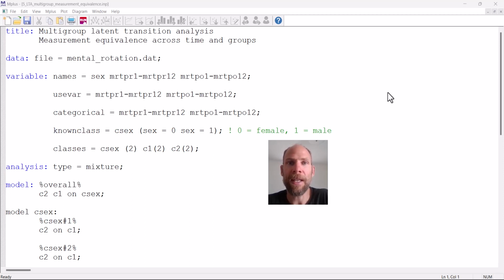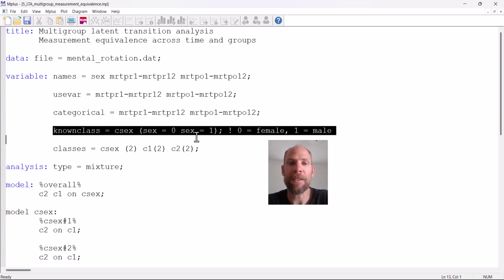In this example, I'm dealing with a multi-group latent transition analysis with 2 time points. I have a grouping variable, sex, with 2 groups, and I have 2 latent class variables, C1 and C2, that represent latent classes at those 2 separate time points. By using the known class option in Mplus, I can specify a multi-group latent transition model in which I can allow, for example, the latent transition probabilities to be different across gender groups.